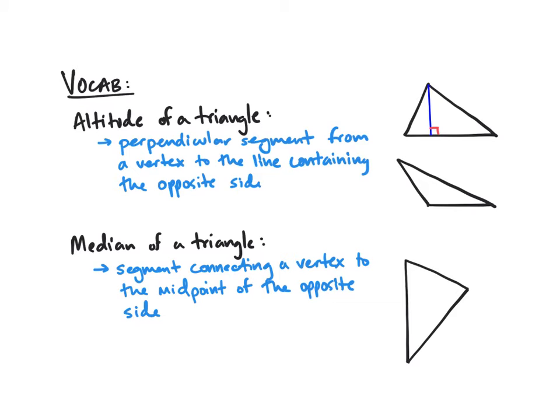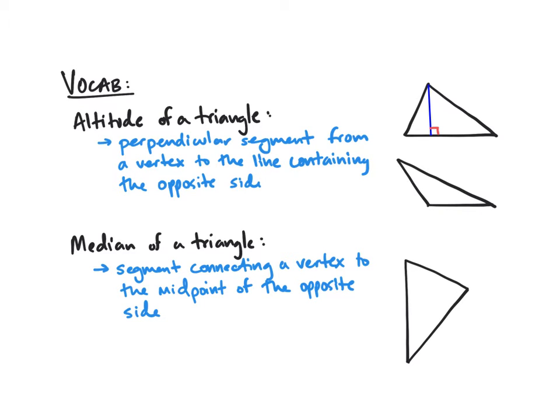Now the reason why it says to the line containing the opposite side, you'll notice it doesn't say from the vertex to the opposite side. It has this little added phrase in here, to the line containing the opposite side. The reason that's in here is because of a triangle like this one, which you'll notice is an obtuse triangle. If I wanted to draw the altitude from this vertex, there's no way that I could go over to any place on this side of that triangle and be perpendicular, make a right angle. It's just not going to be possible, right? There's no place over here that I could draw a segment and make a right angle.